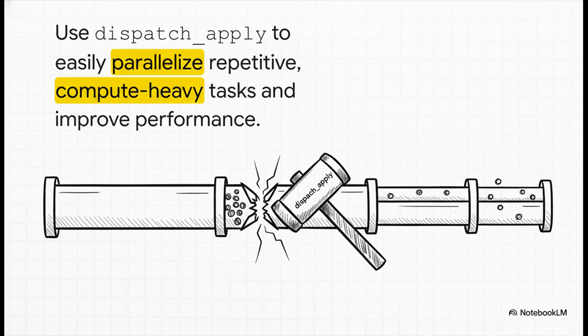So let's nail this down. Dispatch Apply is not for every single loop you write. It's a specialized performance tool. If you have a simple loop that just runs over a dozen items and finishes in a blink, using this is total overkill. In fact, the overhead might even make it a tiny bit slower. You pull this tool out when you have a clear, obvious bottleneck, a repetitive, compute-heavy task that's slowing you down, and you need to throw more horsepower at the problem.